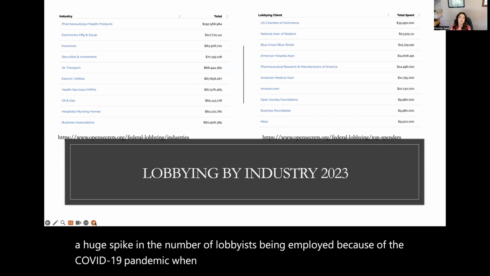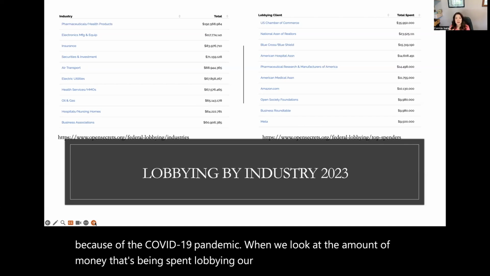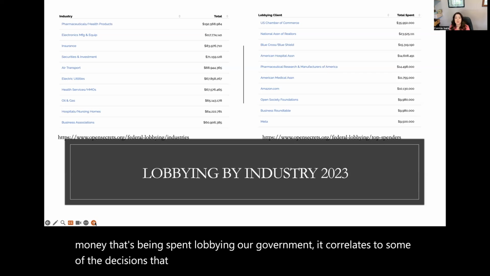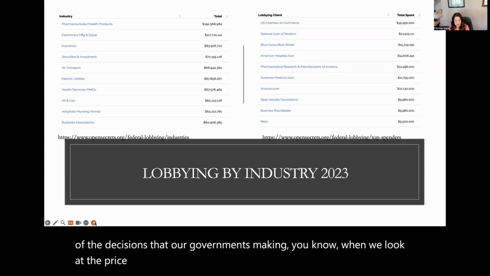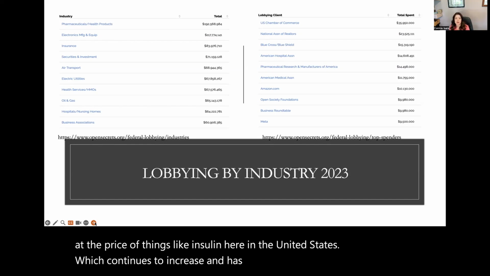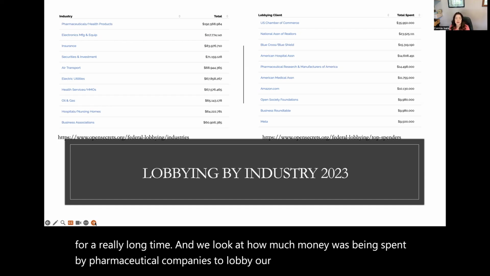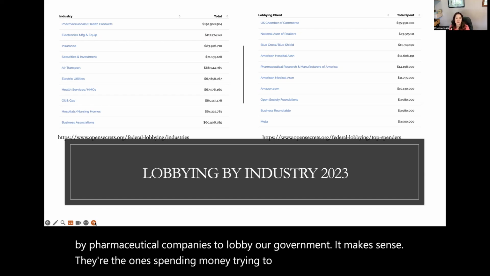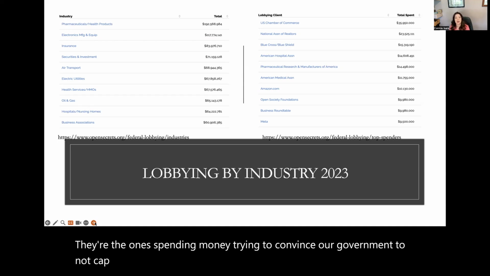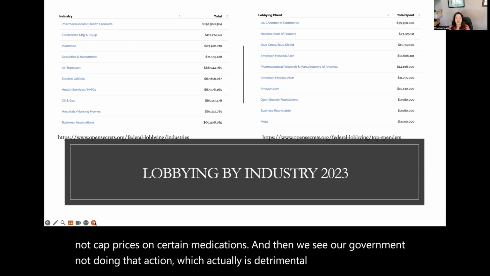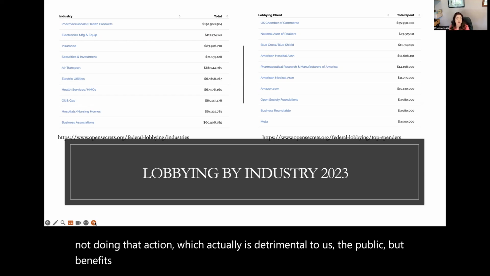When we look at the amount of money that's being spent lobbying our government, it correlates to some of the decisions that our government's making. When we look at the price of things like insulin here in the United States, which continues to increase and has not really been decreased or capped for a really long time, and we look at how much money was being spent by pharmaceutical companies to lobby our government, it makes sense. They're the ones spending money trying to convince our government to not cap prices on certain medications. And then we see our government not doing that action, which actually is detrimental to us, the public, but benefits those lobbying groups that have been basically putting all this money into lobbying them.